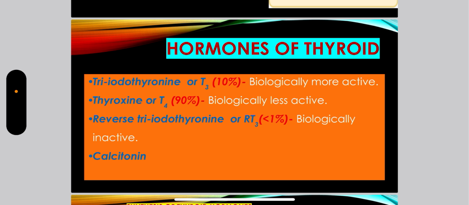Third one is reverse T3. It is present in less than 1% amount, but it is biologically inactive. Last one is calcitonin. As we had discussed in the previous session, it is secreted by parafollicular or C cells.